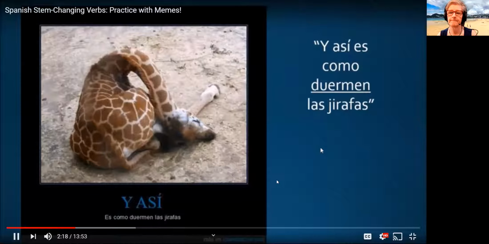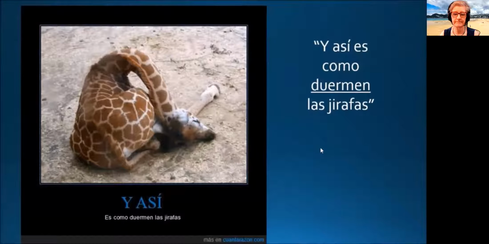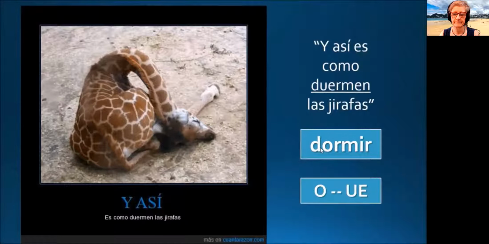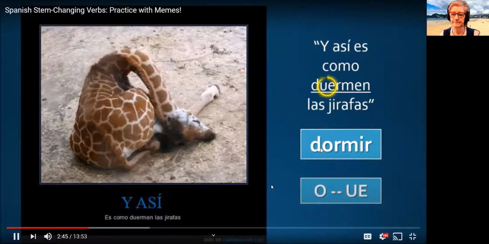Así es como duermen las jirafas. This is how giraffes sleep. Así es, so it is. Así es quiere decir so it is. Y así es como duermen las jirafas. So what's our verb? Duermen. What's the infinitive form of duermen? Dormir, to sleep, that's right. Ellos, las jirafas, duermen. So we see we have a O to UE vowel change. Dormir, las jirafas, duermen.